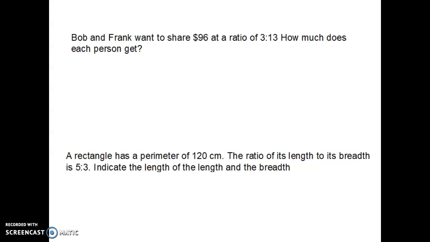Okay, another pretty straightforward question. It's just a little tricky. The wording is tricky. It overcomplicates the question.